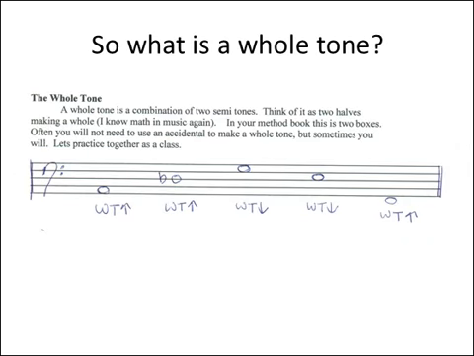All right, so now let's deal with whole tones. So if semitones are half a step, a whole tone is 2 semis. 2 halves make a whole. That's all there is to it. I know some of you are going, but that's fractions, and this isn't math class, but there is a little bit of math in music theory. So a whole tone is just a combination of 2 semis.